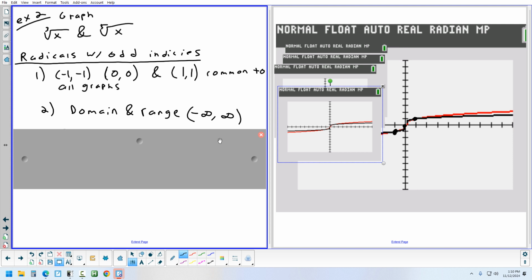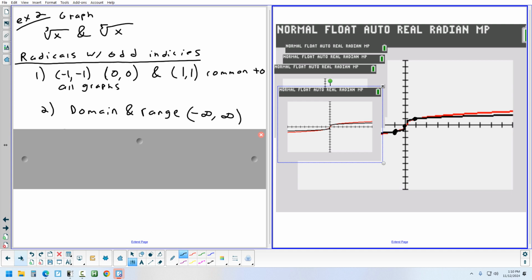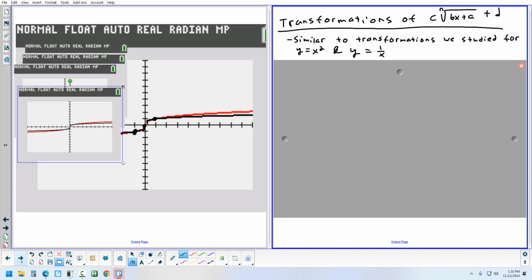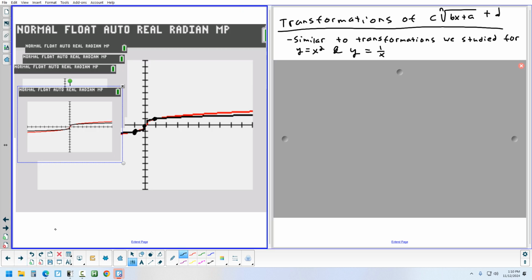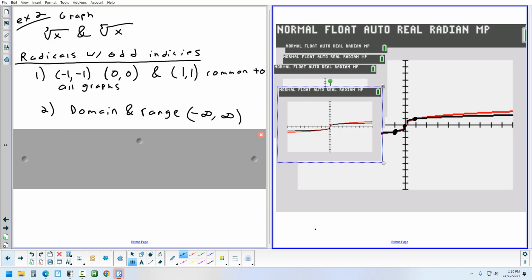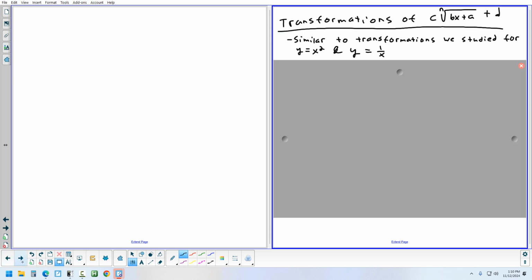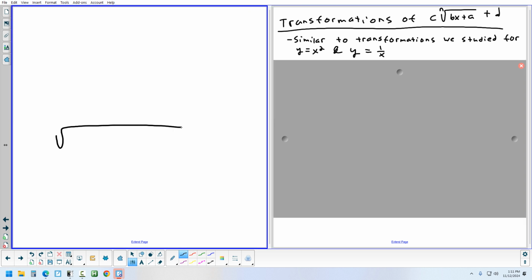Okay, so graphically, even and odd roots look very different. So what I want to look at now is a transformation. Okay. So we've talked about shifting up and down, shifting left and right. I think we just did that with rational functions. Now we're going to do it with radicals. Okay, I'm going to copy that over bigger so we have it.